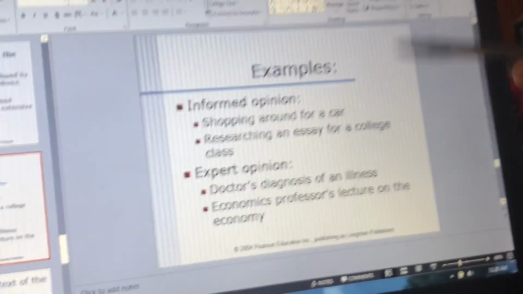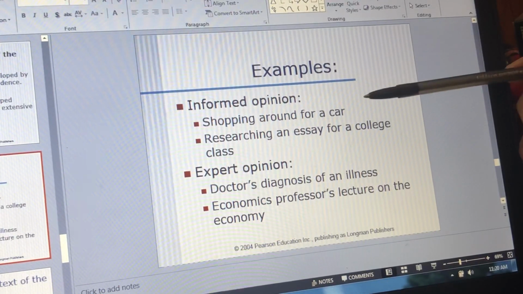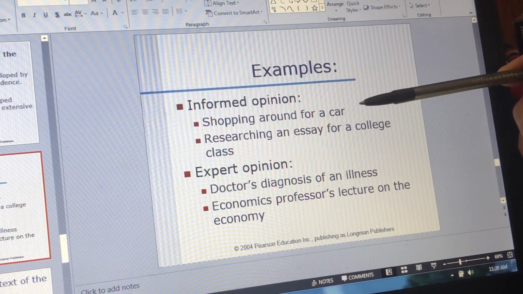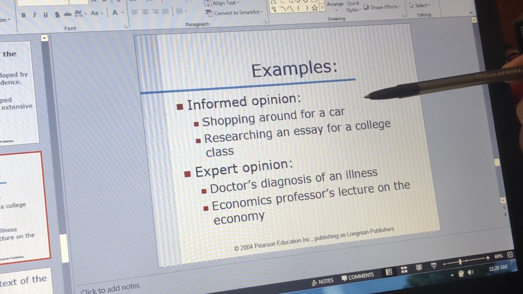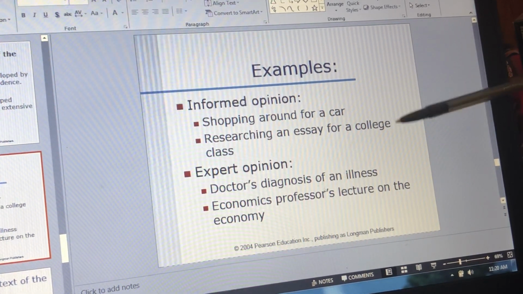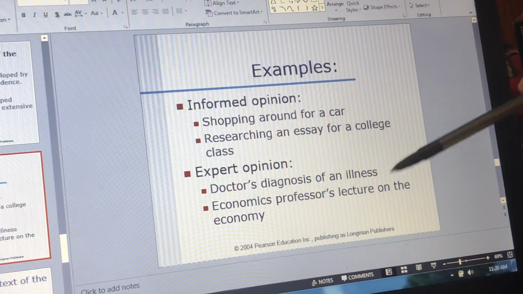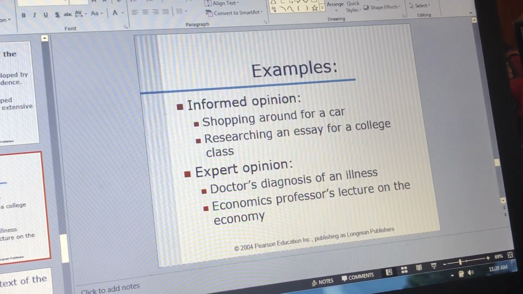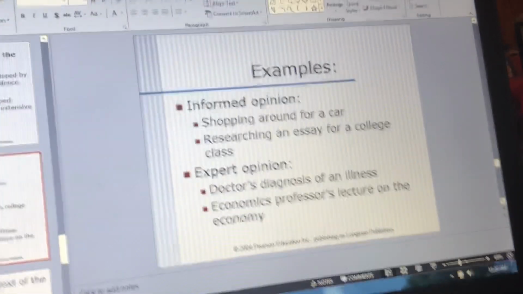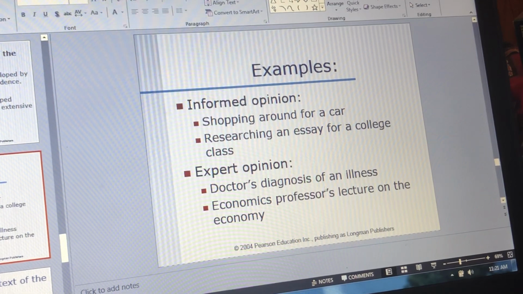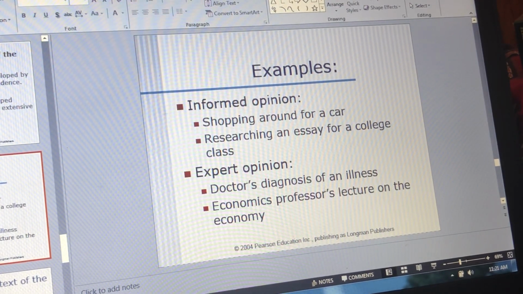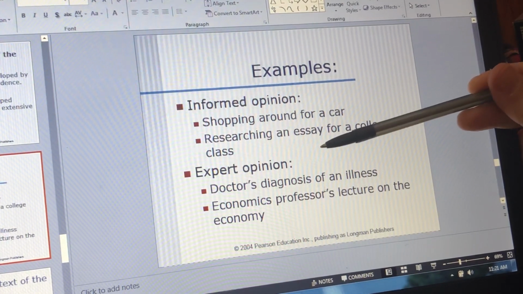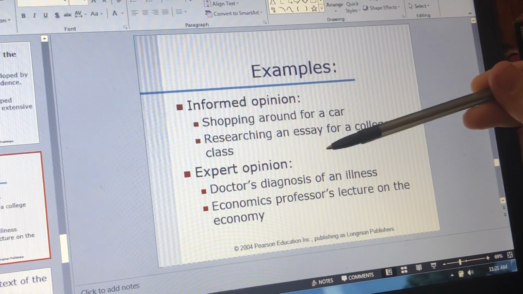Okay, so here's the difference between the two. You can get an informed opinion by shopping around for a car. Maybe you've bought 12 used cars. You've done a lot of research on it. This is what we're going to be doing here. Experts are people who've studied for many years, people who have doctorate degrees, people who spend their time studying and lecturing on economics, right? I can give you an informed opinion on many, many, many things. I can really only give you an expert opinion on 2 things, rhetoric and Star Wars, all right?